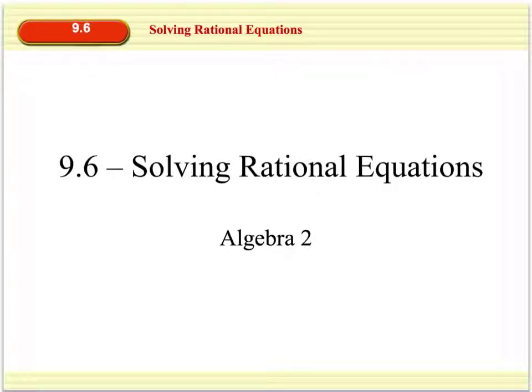Hello, and welcome back to Chapter 9. Today we're going to look at Section 9.6, which deals with solving rational equations.